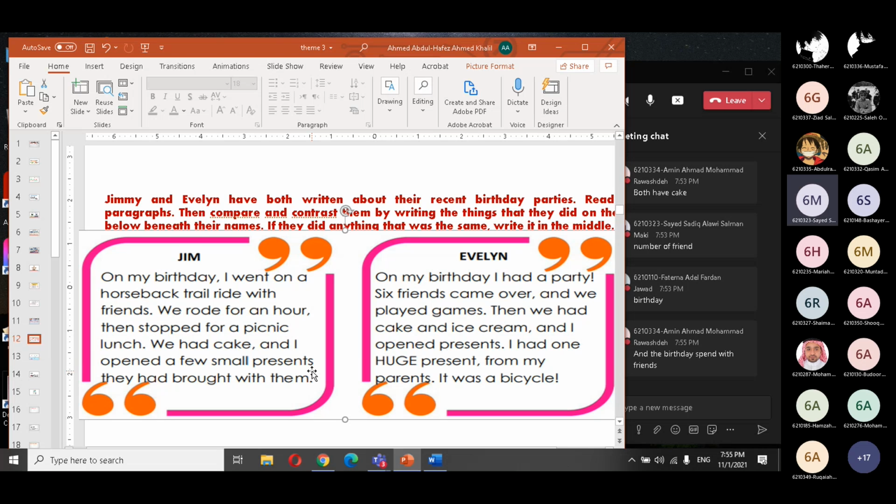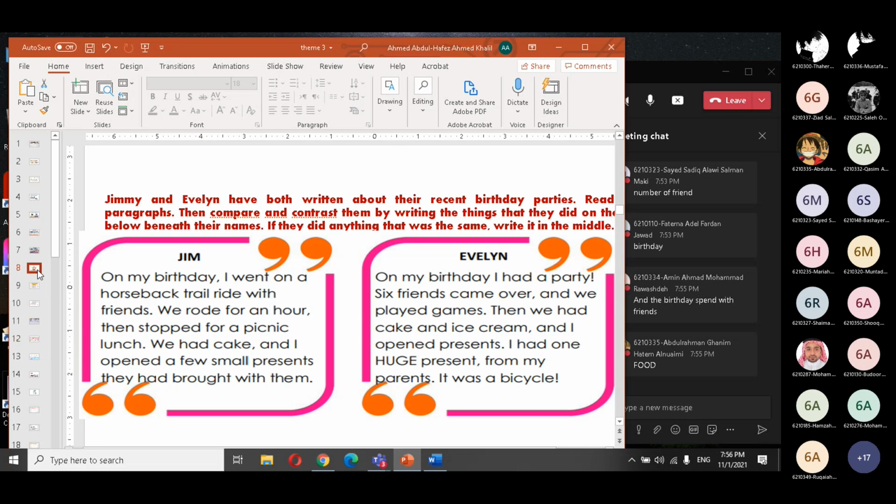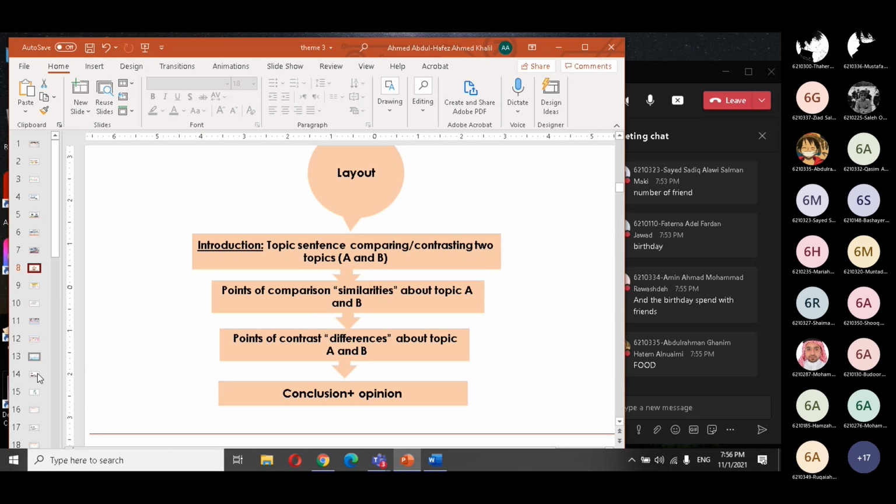What else? There was a cake, right? Yes. What about the second one? And ice cream. Yes, this is the point. Here, cake and ice cream. But here, only cake. So there are differences. One must have a critical eye, a scrutinizing eye.